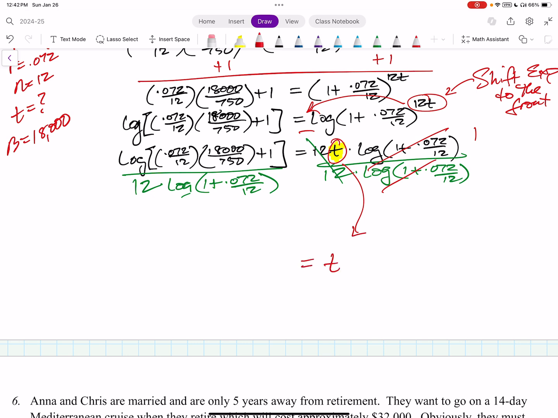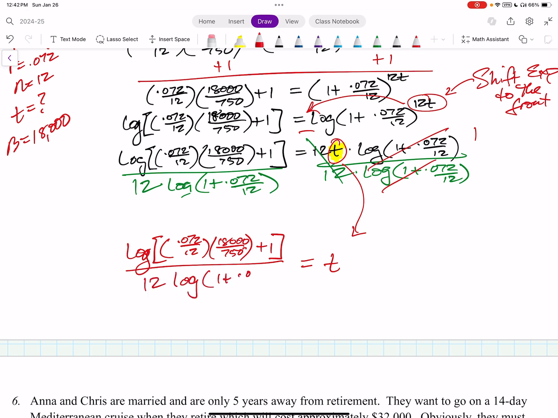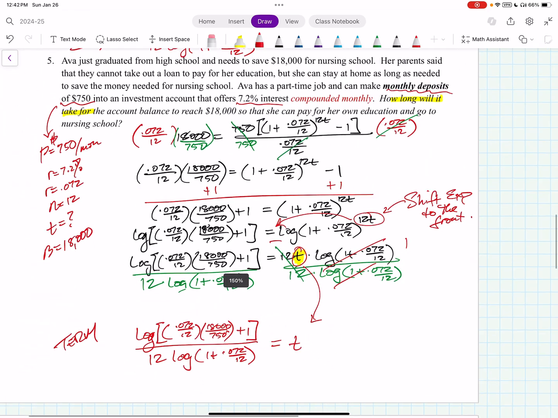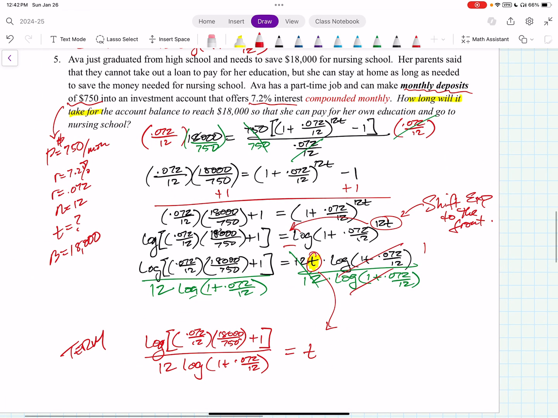All right, what's t? The term? Well, it's everything you see on the left-hand side. So let's write it down just to be clear. Make sure that you use parentheses correctly here. So 0.072 divided by 12 times the second fraction, 18,000 divided by 750. And then make sure you add the 1. Close off the brackets. All right. Divide that by 12 times the log of 1 plus 0.072. Divide that by 12. And that, my friends, is called the term of an investment. And it's not required here because I said leave your answers in terms of a logarithm.